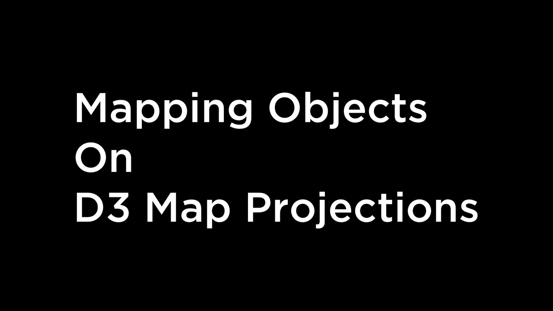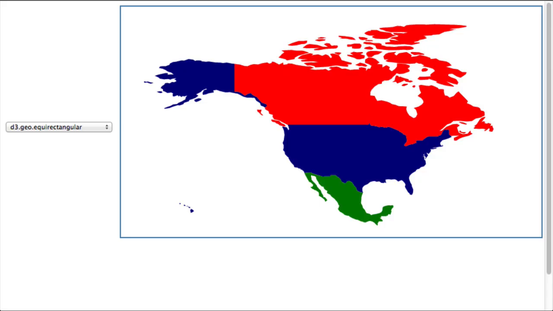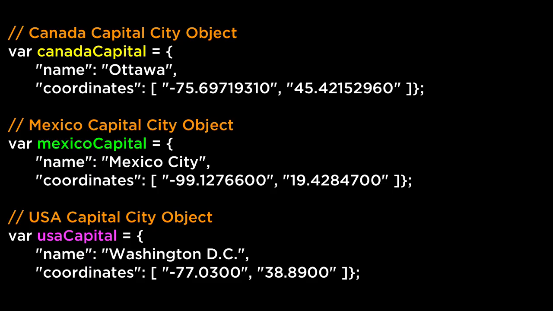Mapping objects on D3 map projections. This is the D3 geo equirectangular projection. We are using the D3 pattern to bind the GeoJSON feature objects to the paths. We have colored Canada red, Mexico green, and the USA blue. What we would like to do is to place each country's capital city in the right location on each country.